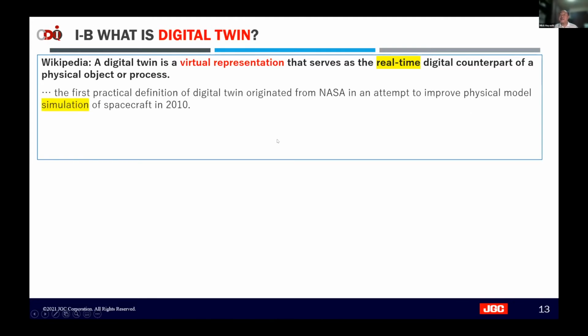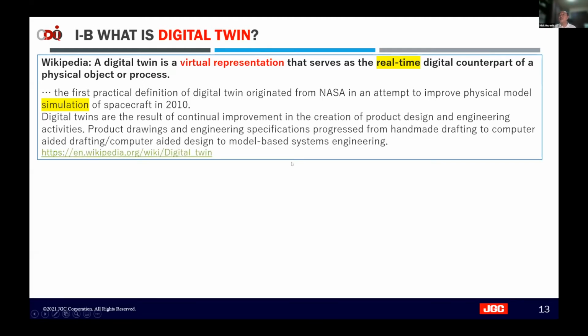The first practical definition of digital twin originated from NASA in an attempt to improve physical model simulation of spacecraft in 2010. So digital twins are the result of continual improvement in the creation of project design and engineering activities. Product drawings and engineering specification progress from handmade drafting to computer-aided drafting, computer-aided design, to model-based system engineering.